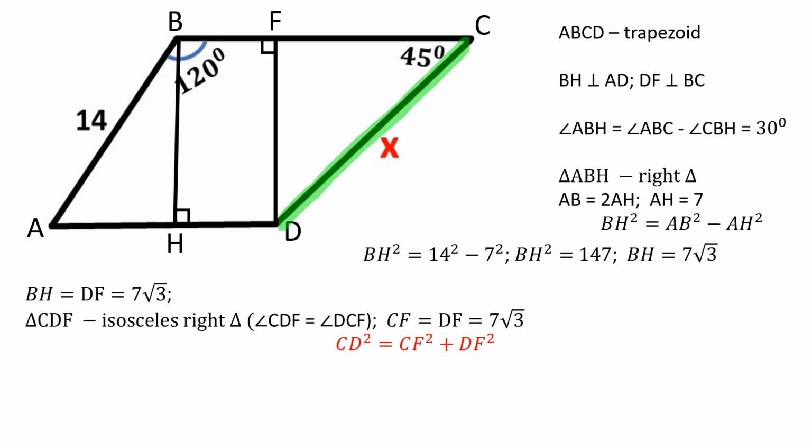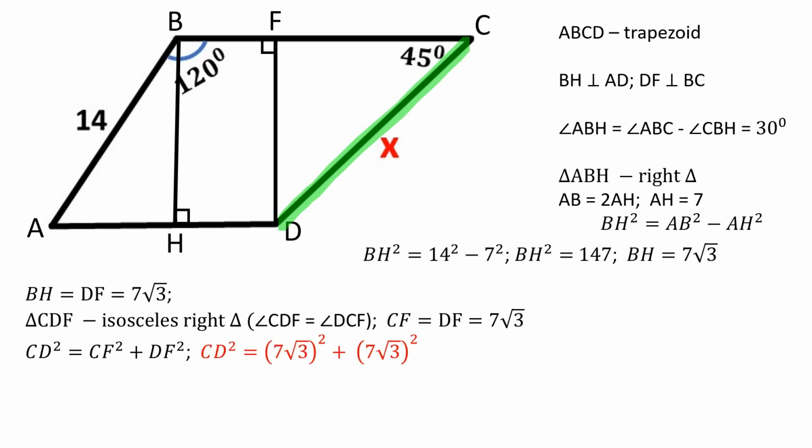We can find CD using the Pythagorean theorem. CD squared is equal to CF squared plus DF squared. Let's sub in the values. CD is equal to 7 square roots of 6.